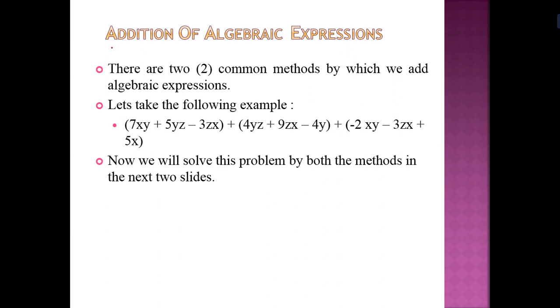Now important thing is addition of algebraic expression. When is it possible? It is only possible for like term. Always remember, like term we can do addition or subtraction, but unlike term we cannot do anything. So addition of algebraic expression, there are two common methods by which we can add algebraic expressions. One is called horizontal, and another is called vertical.